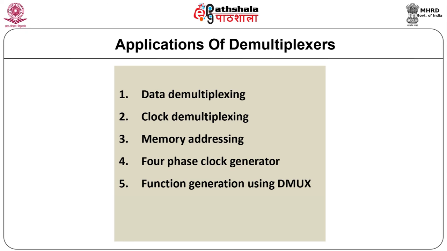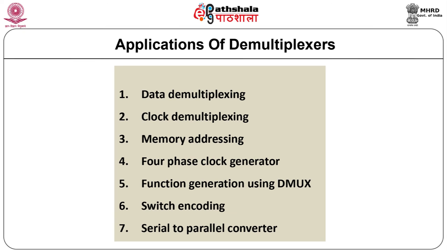Just like a multiplexer, a demultiplexer can also be used as a function generator. Another interesting application that we can have is switch encoding, where you can encode the incoming data into a binary form. And one of the interesting examples is the serial to parallel converter. We can accept the data serially and convert it back to parallel.